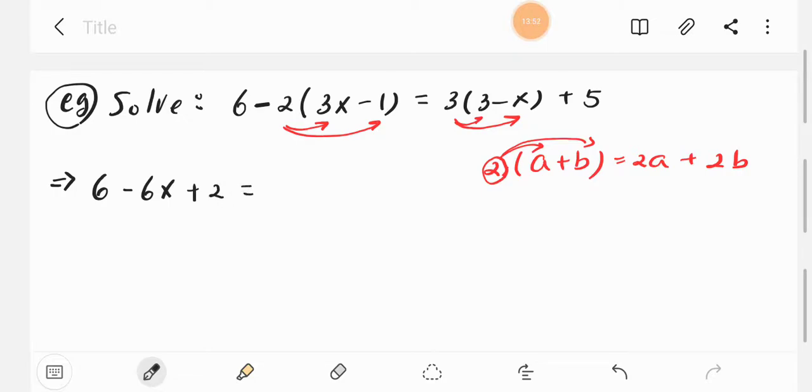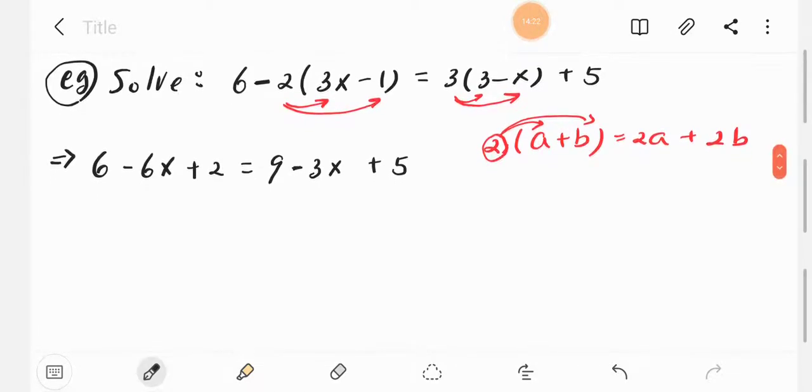Okay, so we simplify the left side, and then we remove the parentheses. On the right hand side, let's remove the parentheses by multiplying each term inside the parentheses, which is 3 and negative x, by 3. So 3 times 3 is 9, and then negative x times 3 is minus 3x plus 5.